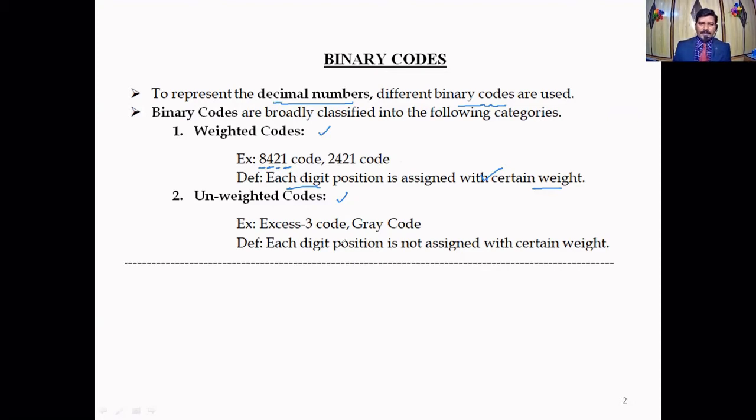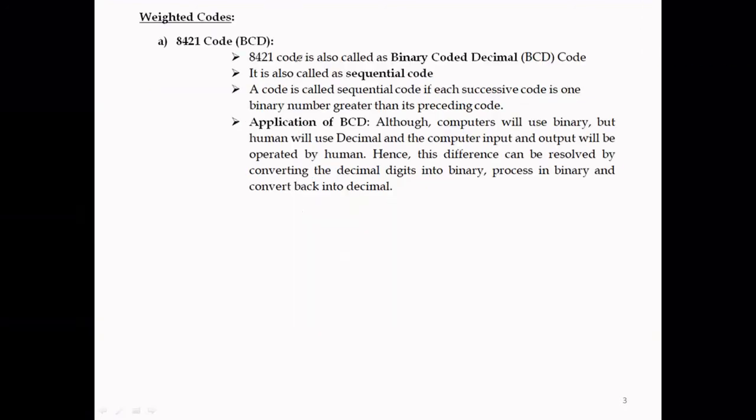Unweighted codes means each digit position is not assigned certain weights. For example, the XS3 code and gray code. That means they do not follow any certain weights. That is called unweighted codes. Let us see in this lecture about weighted codes and unweighted codes related to binary codes. Let us see the weighted codes.